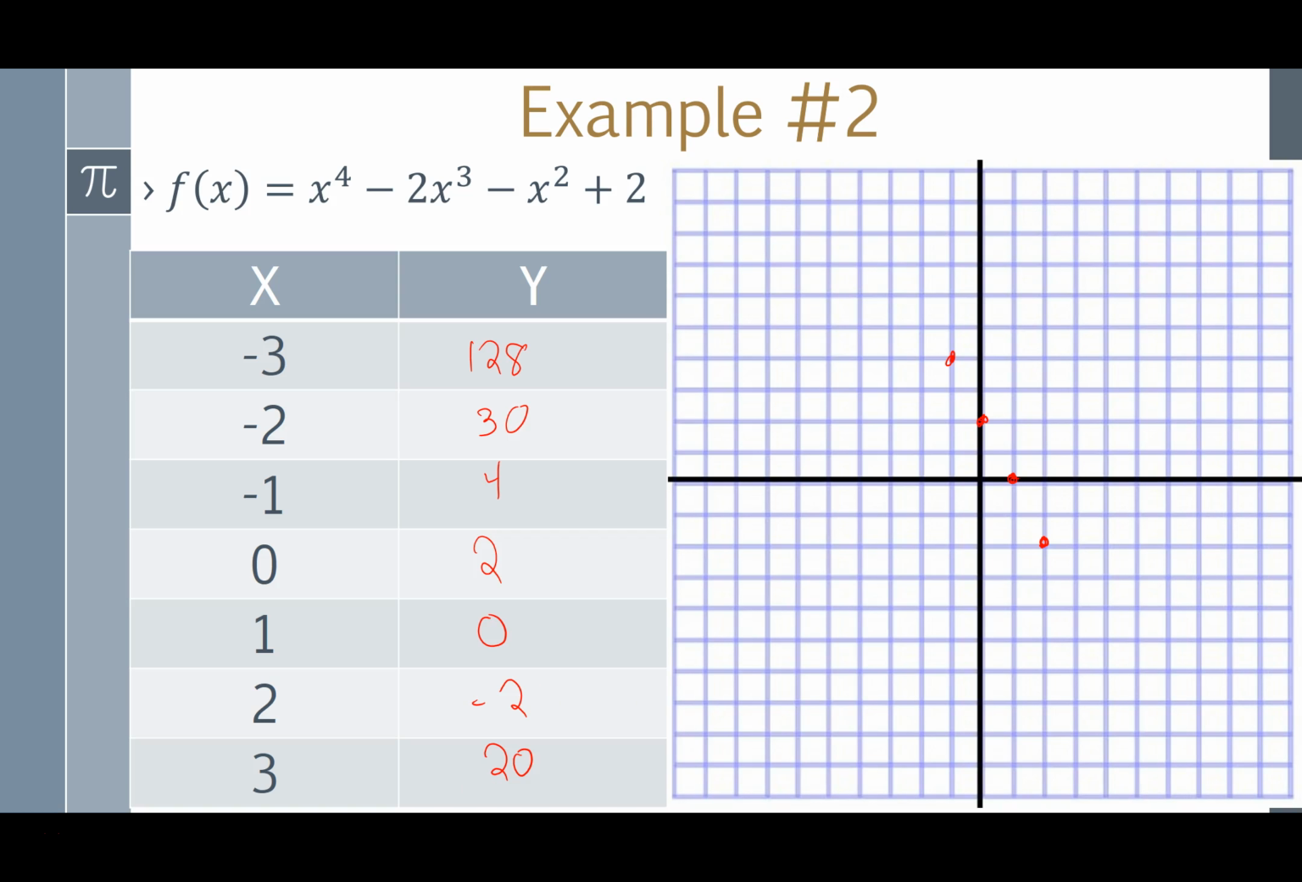Now here's the thing, make sure you're paying attention to the extremes that we can't plot. -3 is a positive 128, so we know we're coming from above.